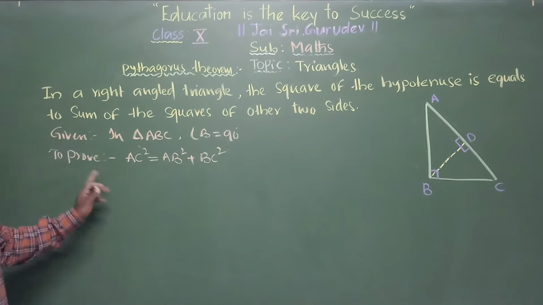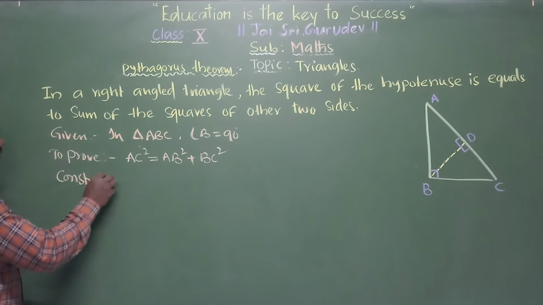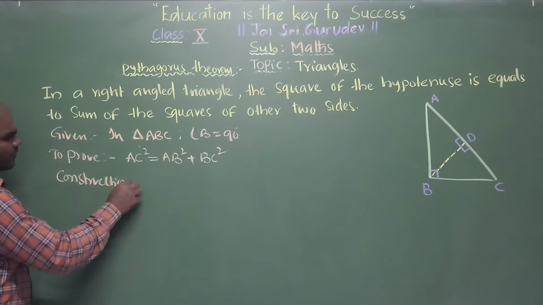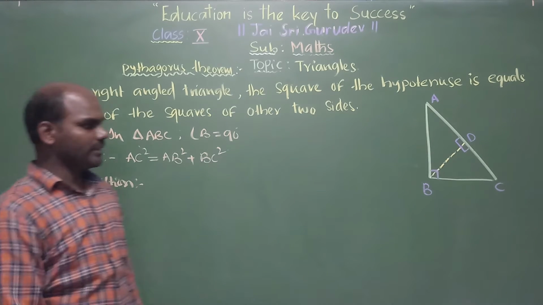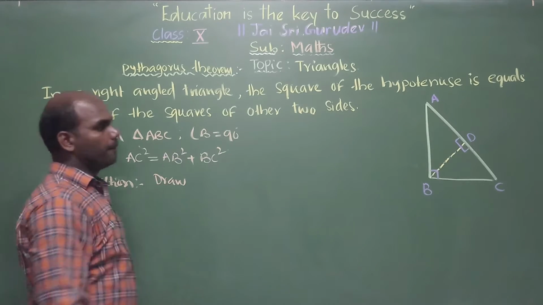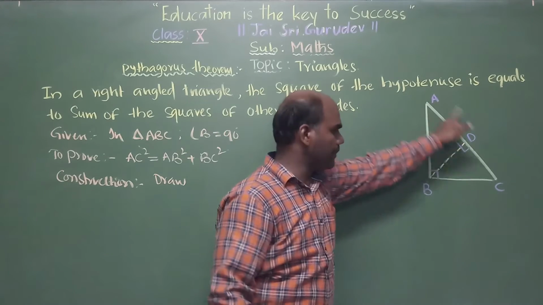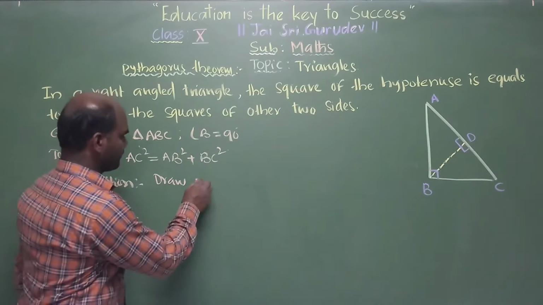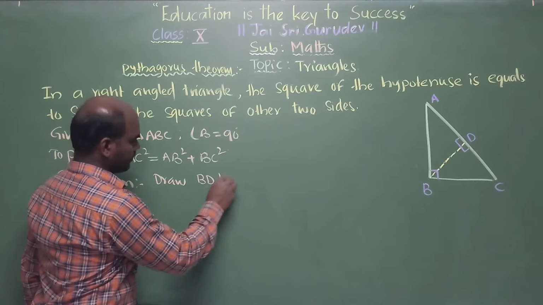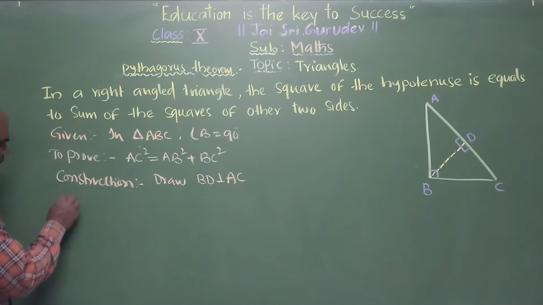To prove this, we have to do some construction. What construction do we do, children? The construction is: draw BD perpendicular to AC. BD is perpendicular to AC. Then after that, the proof.